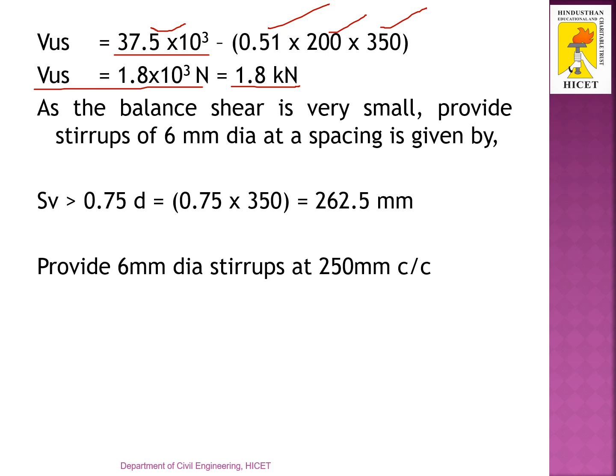Comparing with the ultimate shear VU, the balancing shear is very small. So as the balancing shear is very small, provide stirrups of 6 mm dia, and the spacing is given by 0.75 times D. So 0.75 into the effective depth of 350 mm, the spacing of the stirrups is equal to 262.5 mm. Hence provide 6 mm dia stirrups at 250 mm center to center distance.